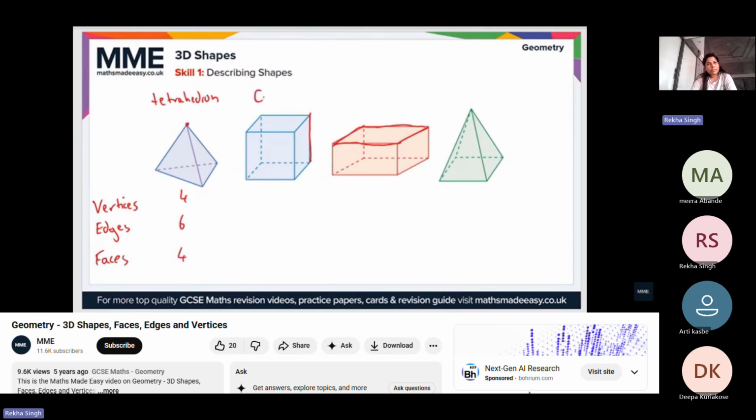Okay, next we have a cube. Now a cube is like a three-dimensional square, if you like, so all the faces are squares. The number of vertices is 8, the number of edges is 12, and the number of faces is 6. Next we have a cuboid. So a cuboid is a sort of three-dimensional equivalent of a rectangle. Again, there are 8 vertices, 12 edges, and 6 faces.